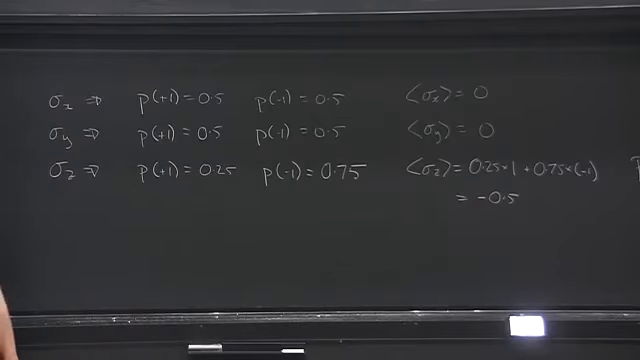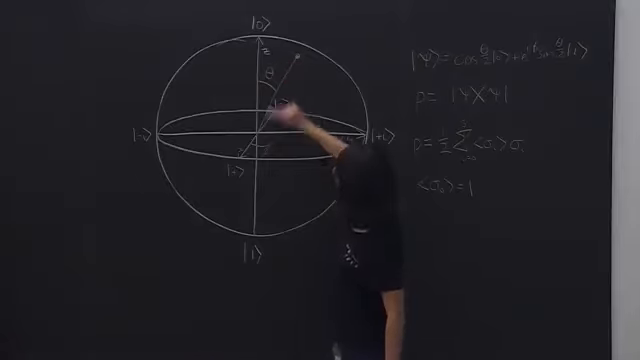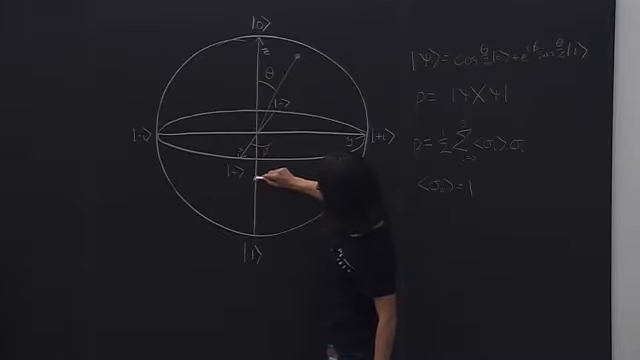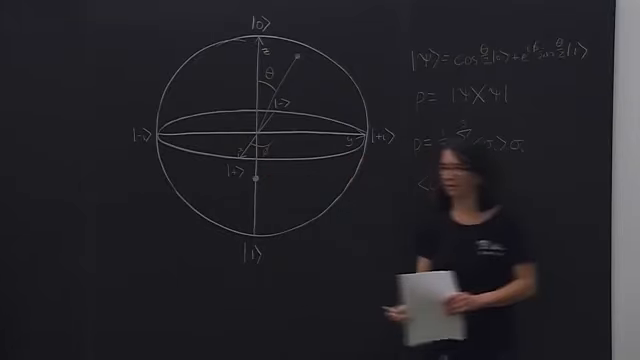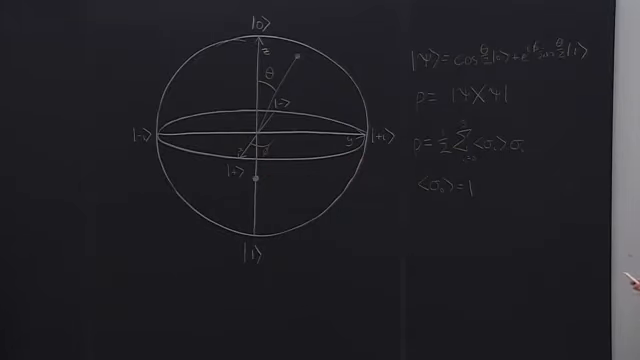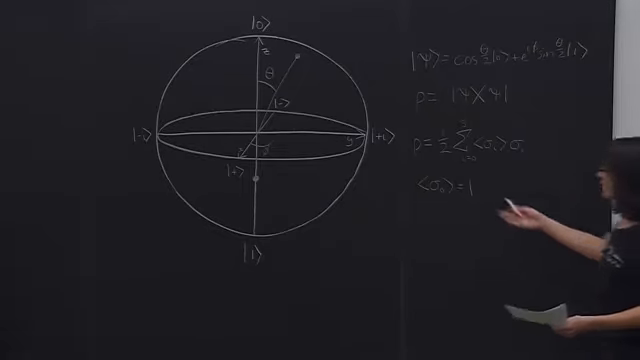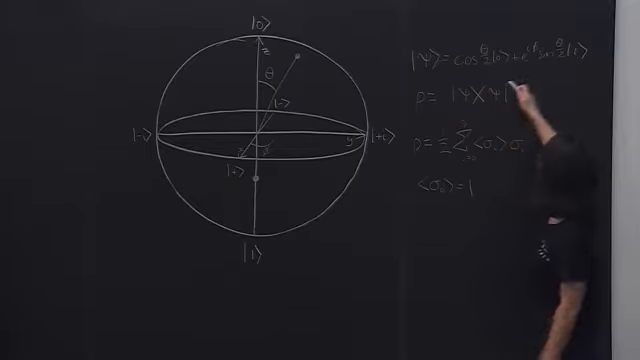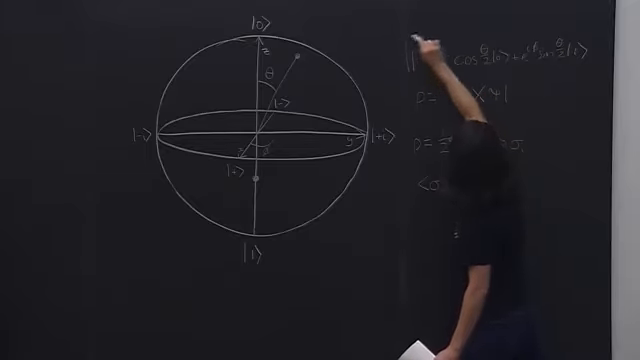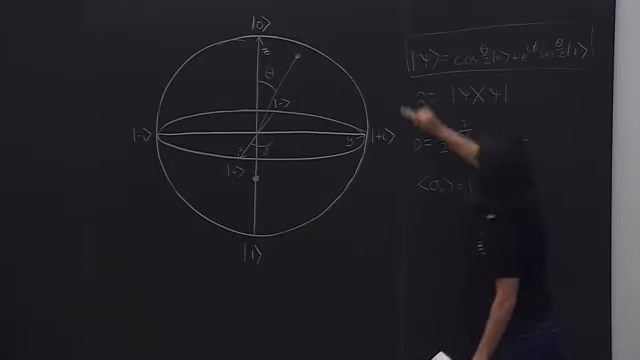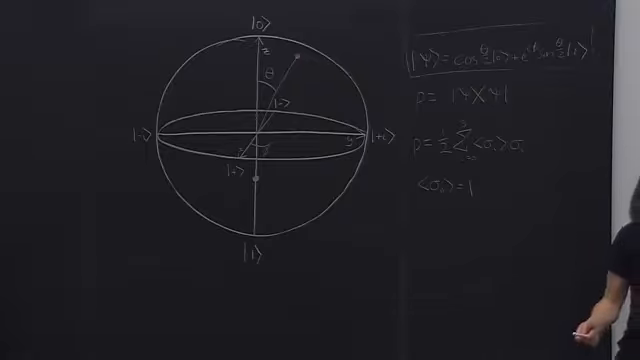So -0.5 would put our state, if this is a unit sphere and this is the z-axis, somewhere here. Okay. So you can see that this state is not on the surface of the sphere, so it can no longer be parametrized by something like this. But it's actually possible to get measurement results like this.